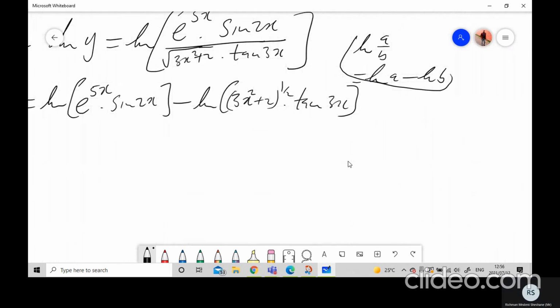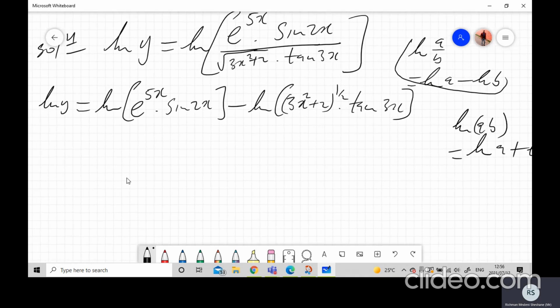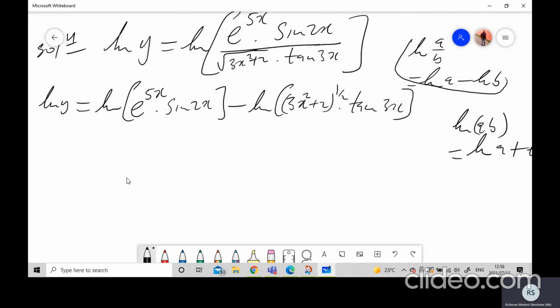Okay. We see this property, which is ln of a times b. Ln of a times b is the same as ln of a plus ln of b. So here we still see this property, ln of a times b, if we treat our first function as a and second function as b. So we can apply this property.